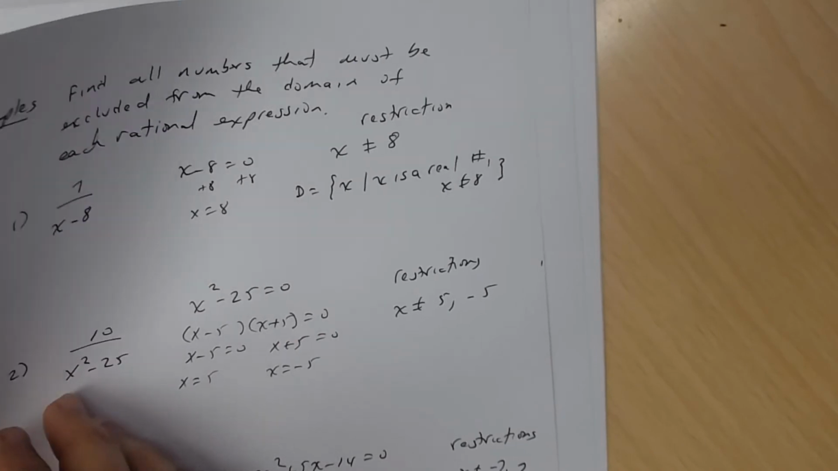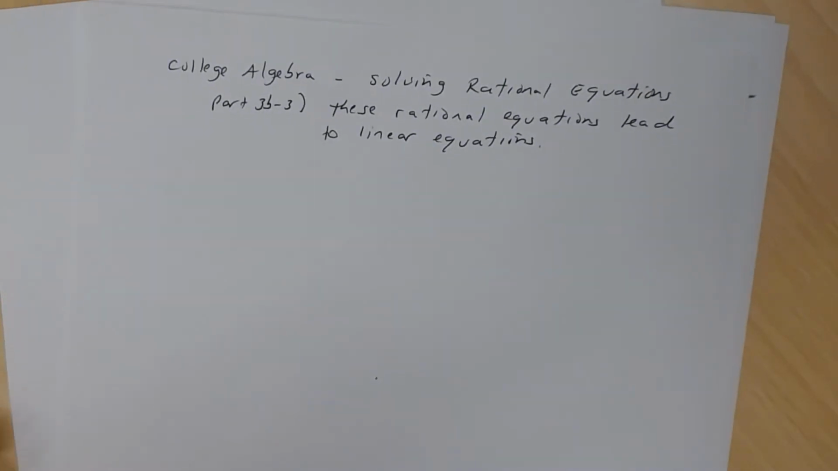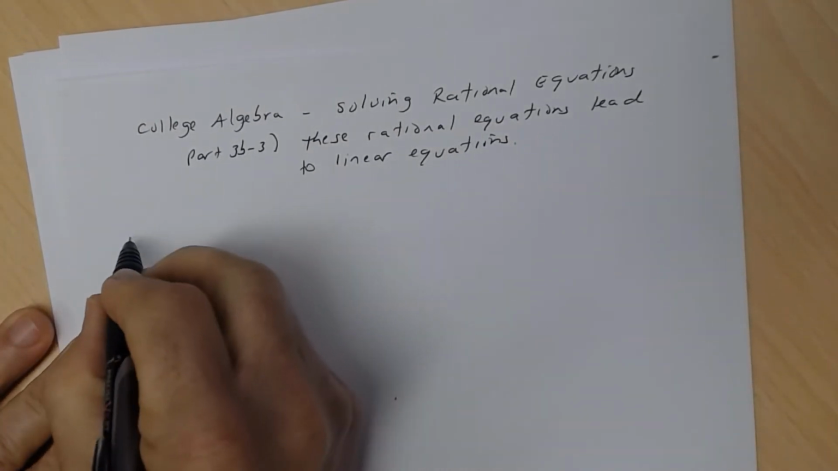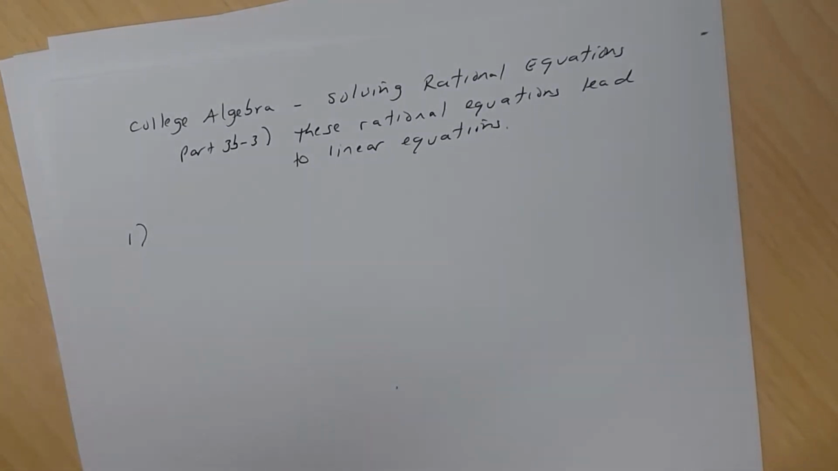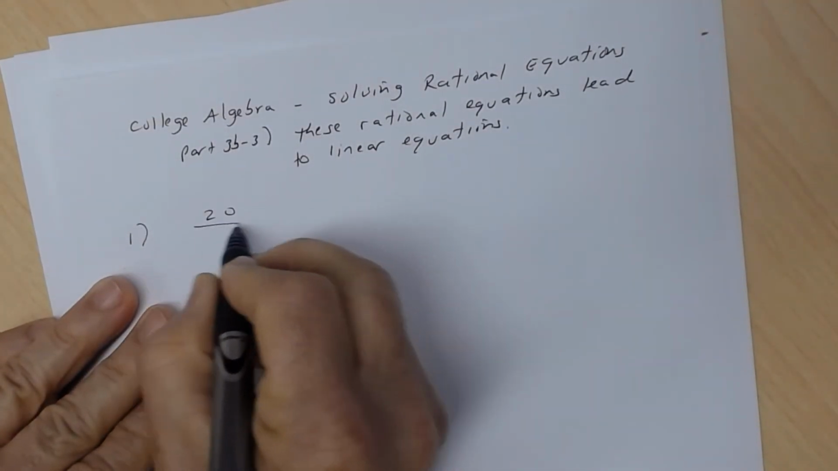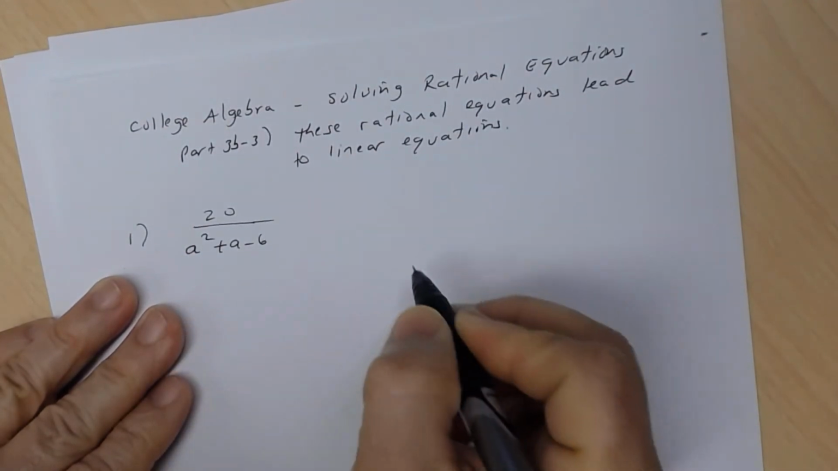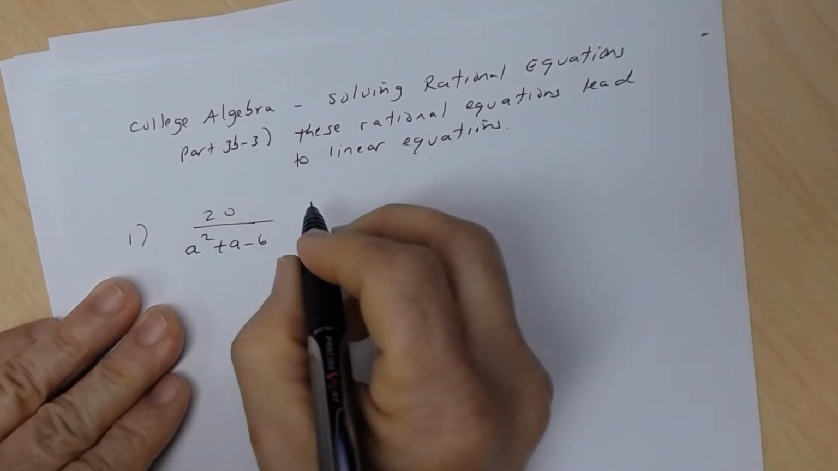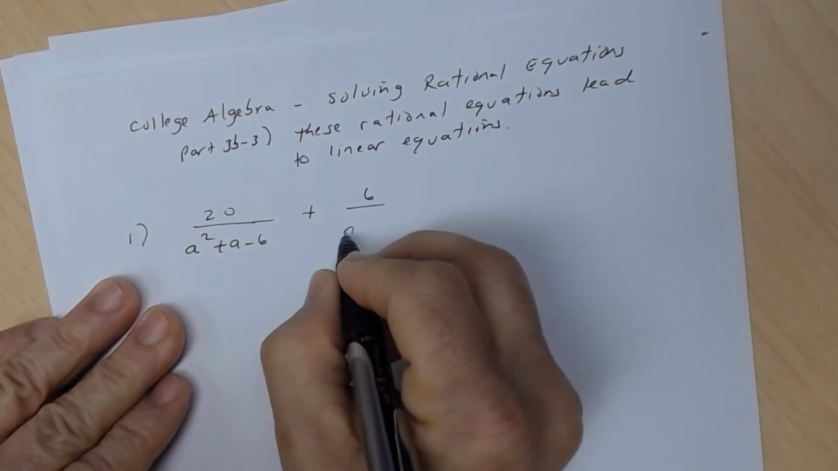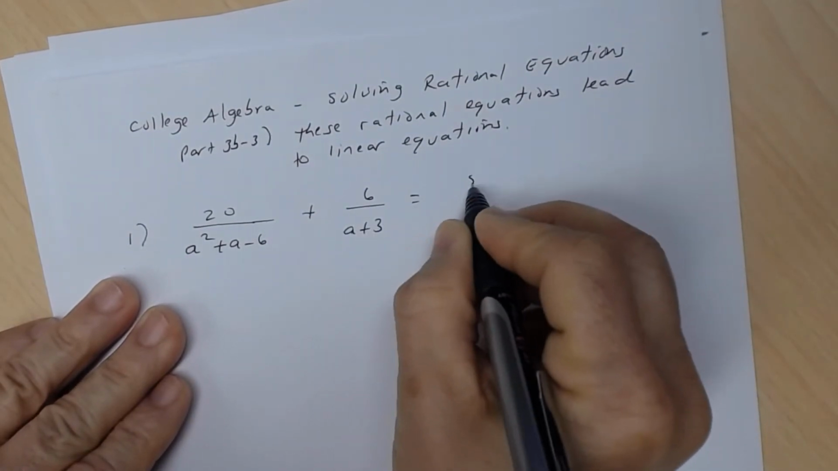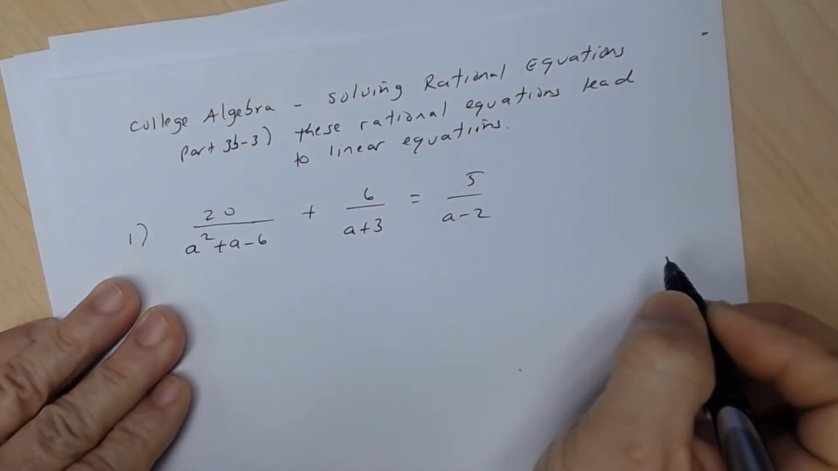All right, now let's go back and talk about the main part of this lesson, which is solving rational equations. Let's look at the first one. We're going to solve each of these rational equations. The first equation is 20 divided by a squared plus a minus 6, plus 6 divided by a plus 3, equals 5 divided by a minus 2. So again, it doesn't always have to be x; it could be other variables.